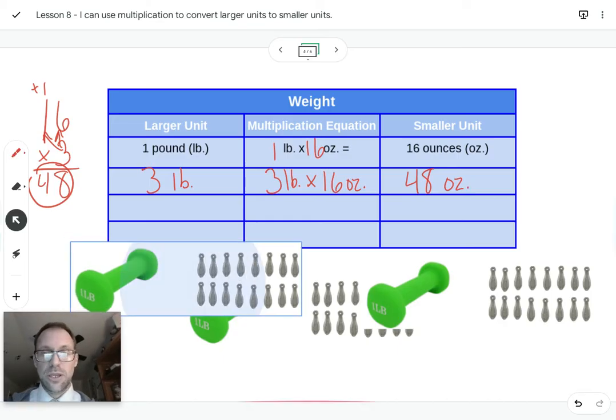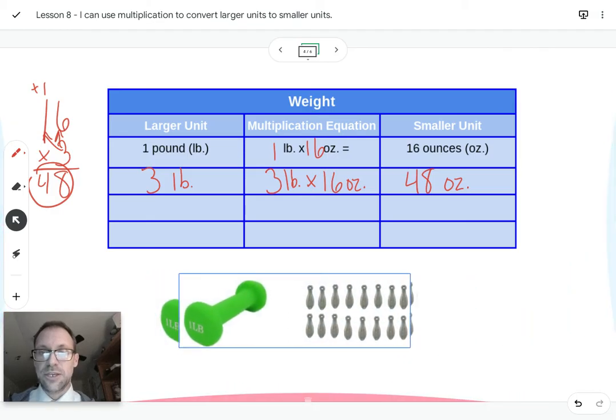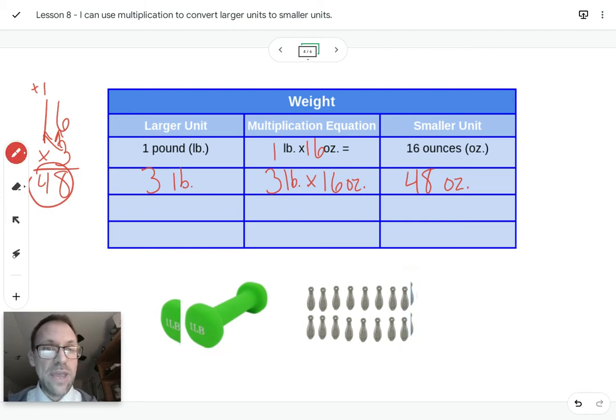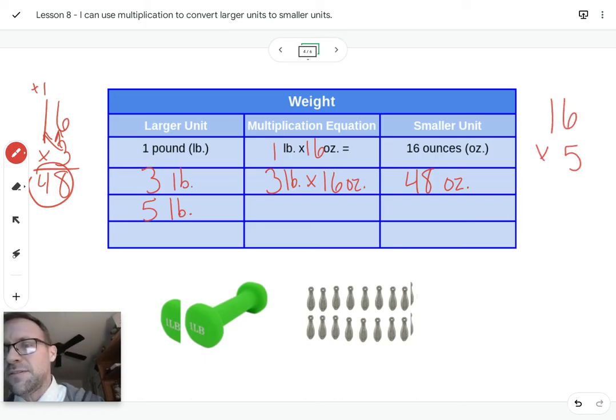We could use traditional multiplication to convert even larger numbers of pounds. What if, for example, we had 5 pounds? Do you know how we'd use multiplication to convert pounds into ounces now? Right, we do the same thing. Let's use traditional multiplication because I don't think 5 times 16 is a math fact. So just to make sure we're correct, let's go 16 times 5.